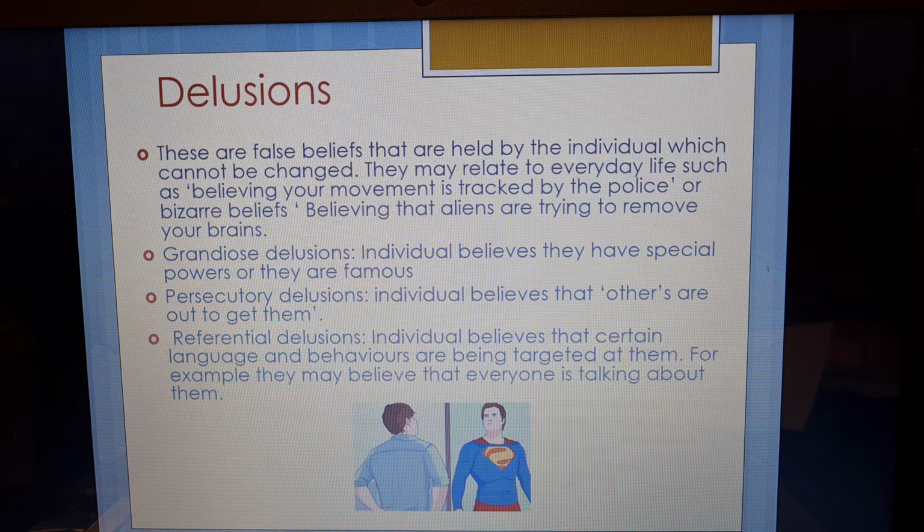Referential delusions. These are beliefs when certain language and behaviors they feel are targeted at them. For example, they may believe that when they go out to town or out shopping, everybody is looking at them, or everybody is talking about them. So they often believe that they're almost like the center of attention. Okay, but again, it's all exaggerated, isn't it, in their own head, in their own mind.